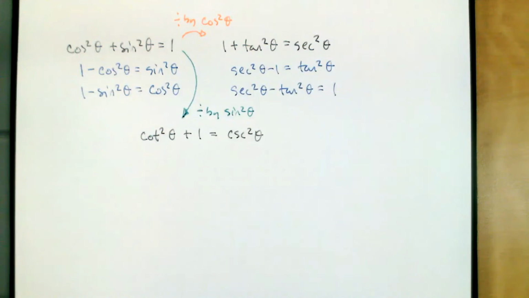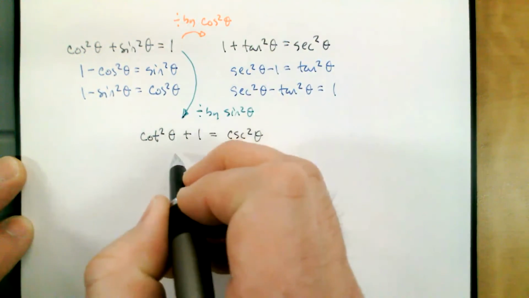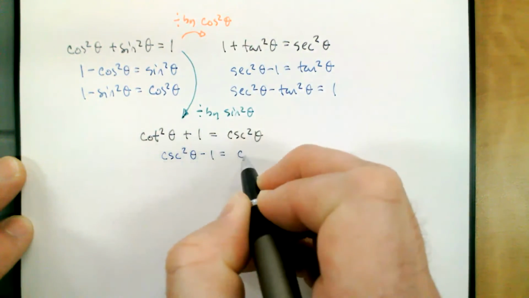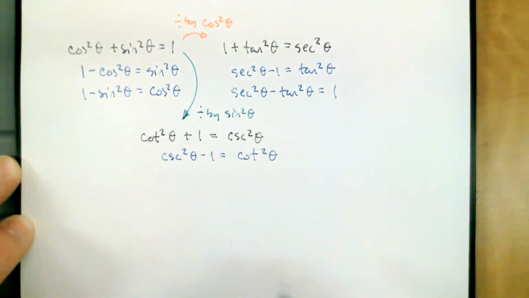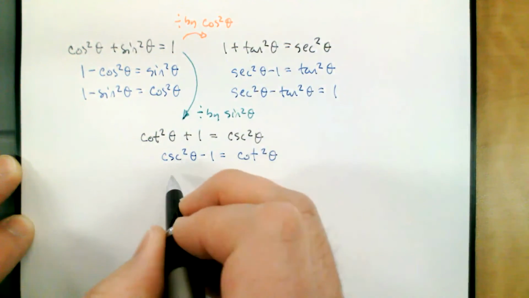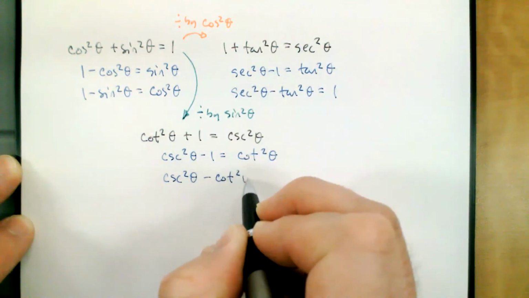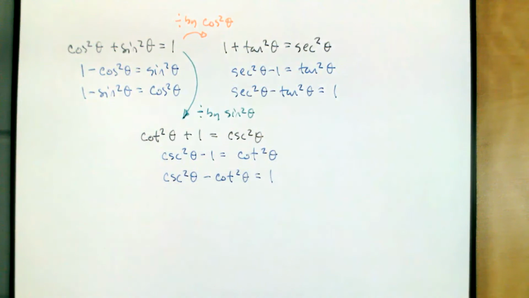Then we can do the same thing. We can solve for cotangent. Cotangent squared will be cosecant squared minus 1. So if we do cosecant squared minus 1, that will be cotangent squared theta. And that means cosecant squared minus cotangent squared is equal to 1. These are our 9 Pythagorean identities.